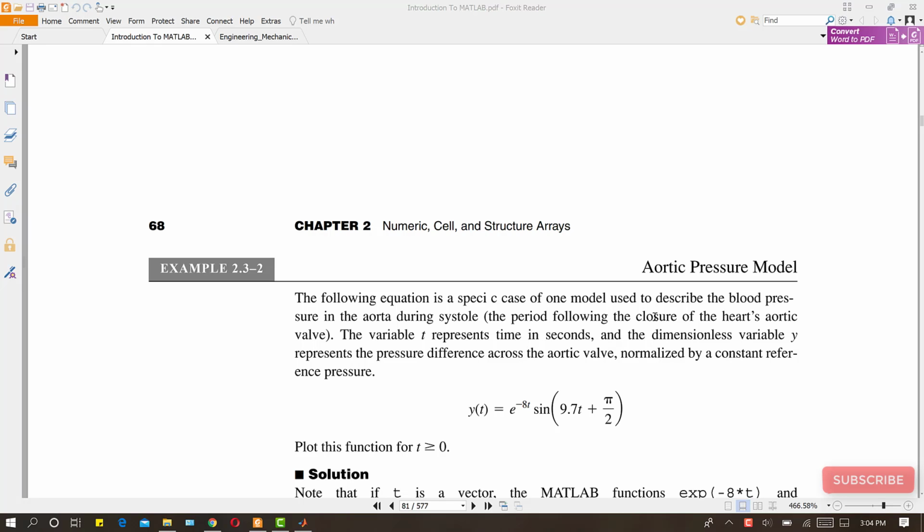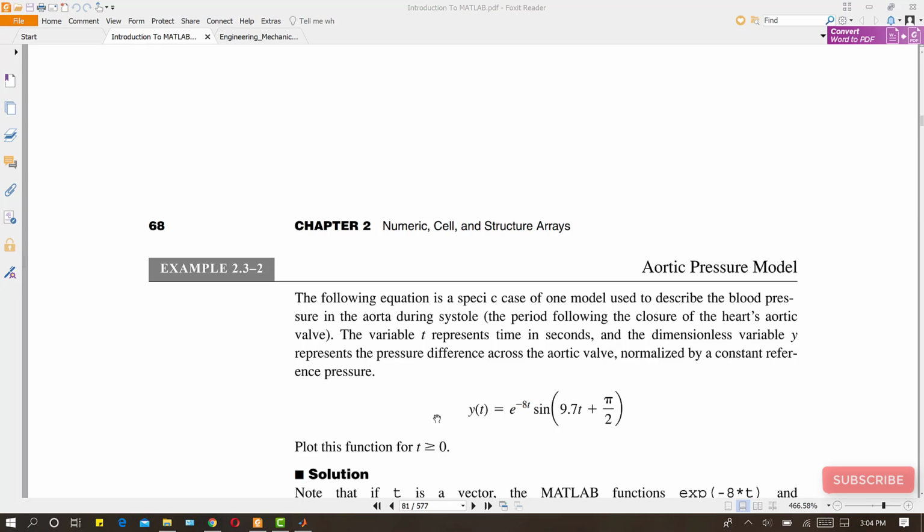The period following the closure of the heart's aortic valve is called the systole. The variable t represents time in seconds, and the dimensionless variable y represents the pressure difference across the aortic wall, normalized by a constant reference pressure. We have this equation and we need to plot this function for t greater than 0. So far we haven't learned the plot function, so in this example we will learn it as well.